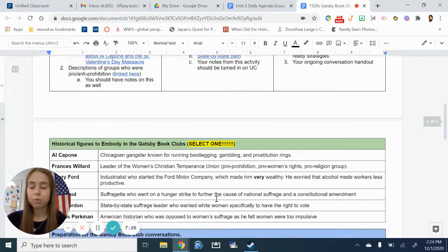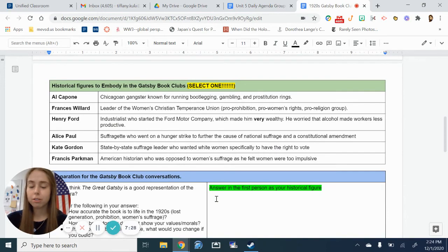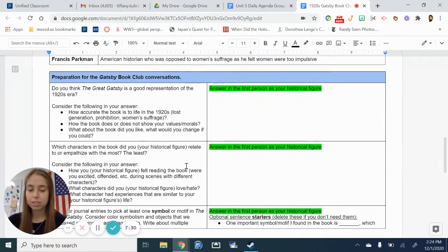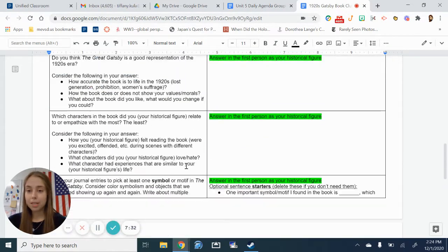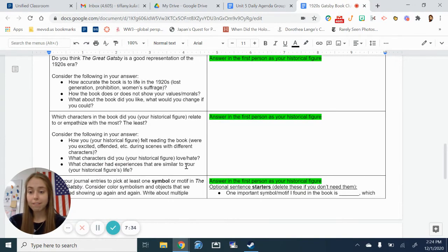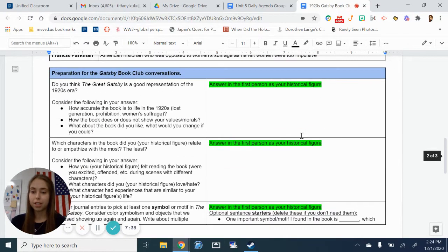You'll want to get started working on the preparation, picking your figure and answering the questions. Again, when you come into class next week, we will be having the discussions, so you'll want to make sure that you get all of this prep work done over the next couple days.